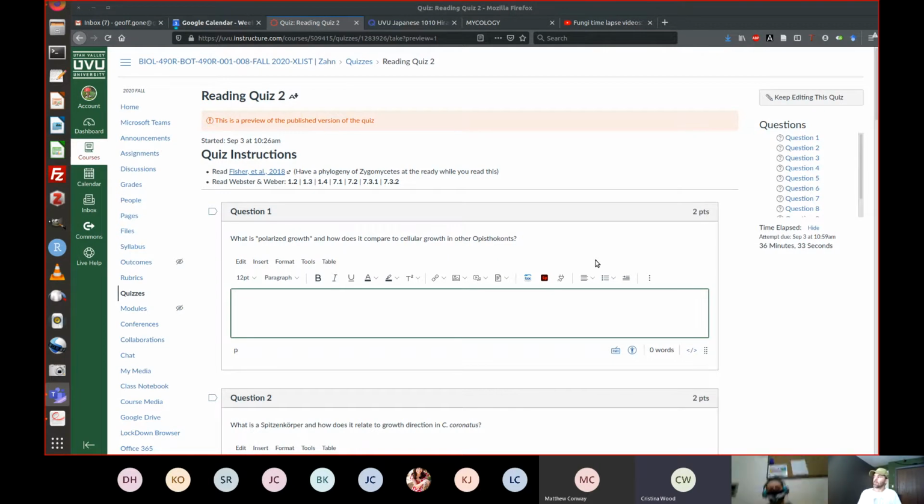Yeah. But the fungal cells tend to only grow at one point, and that's what gives it that kind of spaghetti-like structure, I suppose. Okay. Other opisthokonts, so all the animals, right? Our cells don't exactly do that. They're swelling up all around as they grow.